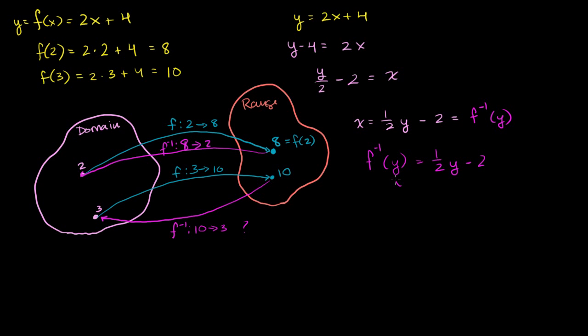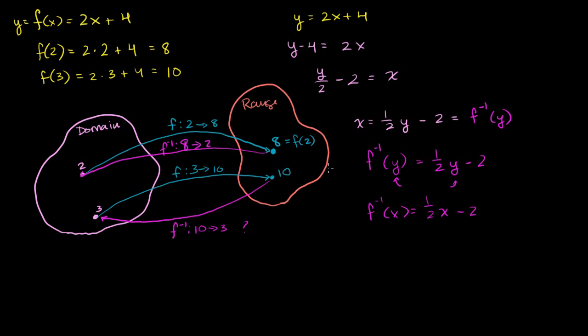So then we can just rename the y as x. If you put an x into this function, you would get f inverse of x is equal to 1/2 x minus 2. So all you do is solve for x, and then swap the y and the x if you want to view it that way. That's the easiest way to think about it.